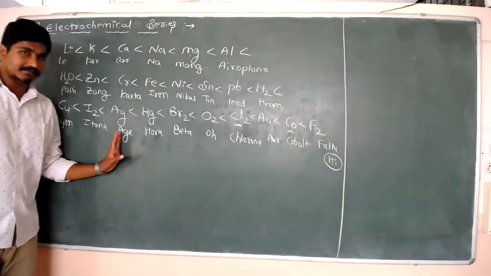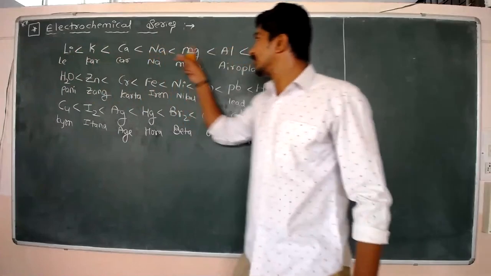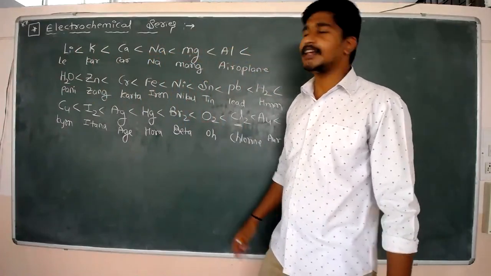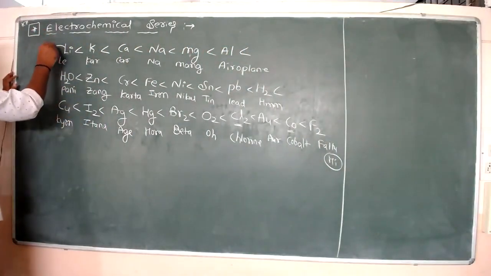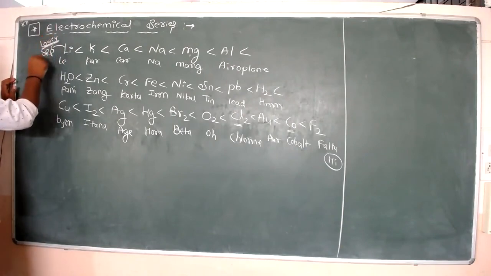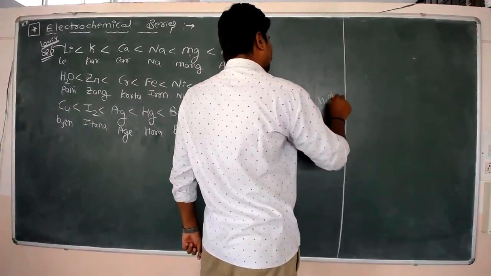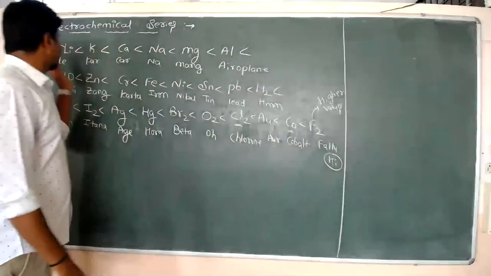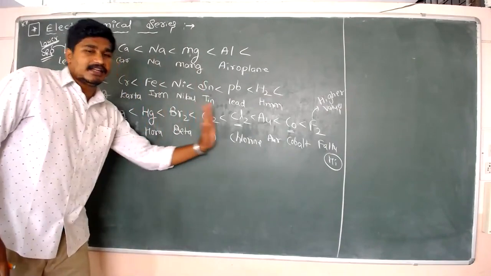Now, what is meant by the electrochemical series is the arrangement of various elements in increasing or decreasing order of their SRP values. Here I took increasing order. This one has a lower SRP value, and this one has higher SRP values. It means the SRP values are increase from lithium to fluorine. That is increasing order of their SRP values.